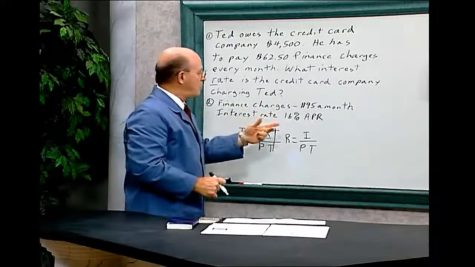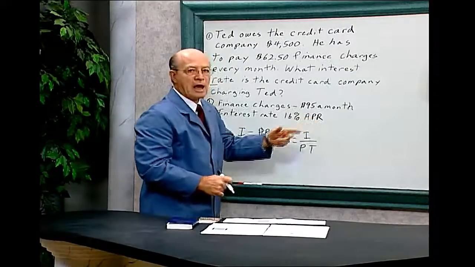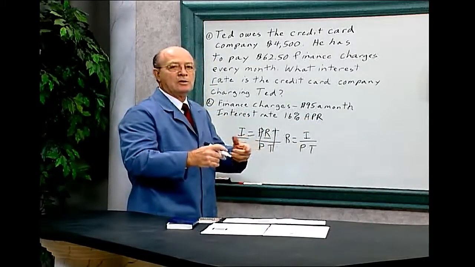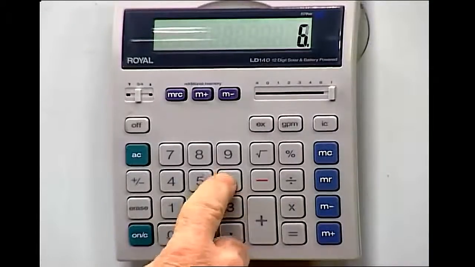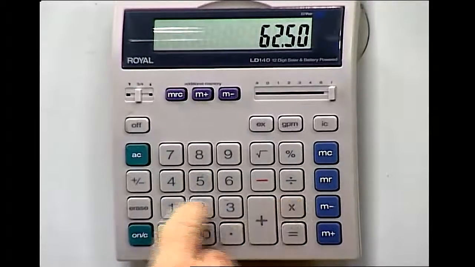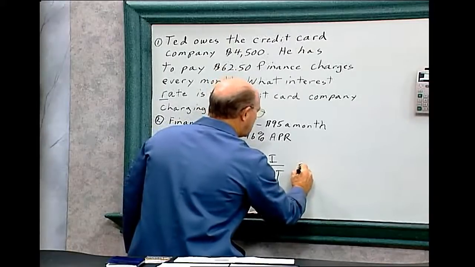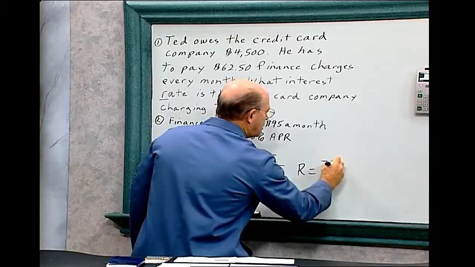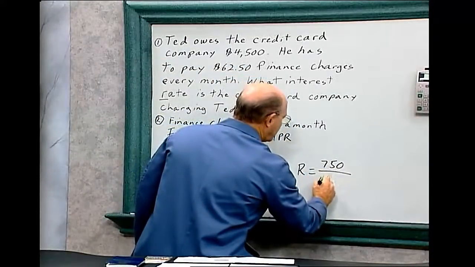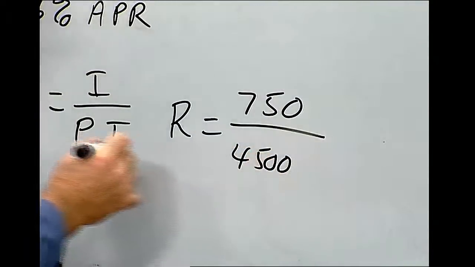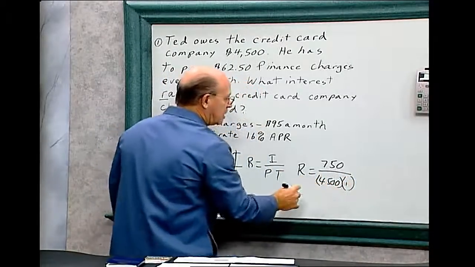And the interest rate is always listed as APR, annual percentage rate. And annual means yearly. So we have to multiply $62.50 times 12. So the interest rate is $750 divided by the principal, which is $4,500, multiplied by time, which is 1 year. So that would stay the same.